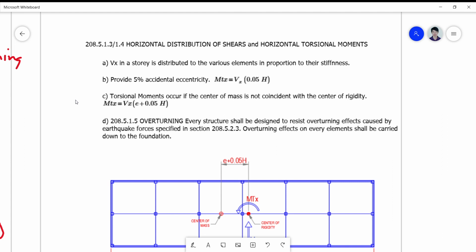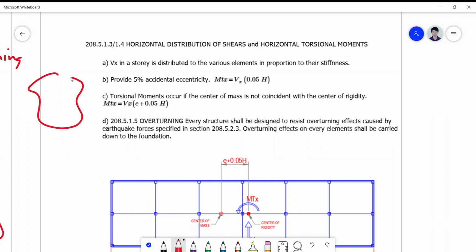The torsional moments occur if the center of the mass is not coincident with the center of rigidity. So Mtx is equivalent to Vx multiplied by e plus a certain eccentricity, which is the accidental eccentricity. In case e is equal to 0, then your torsional moment will be purely due to accidental eccentricity.